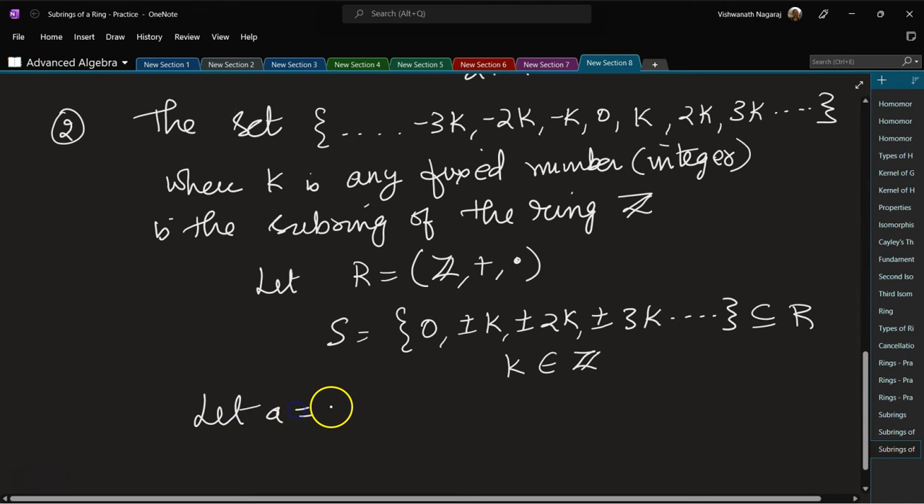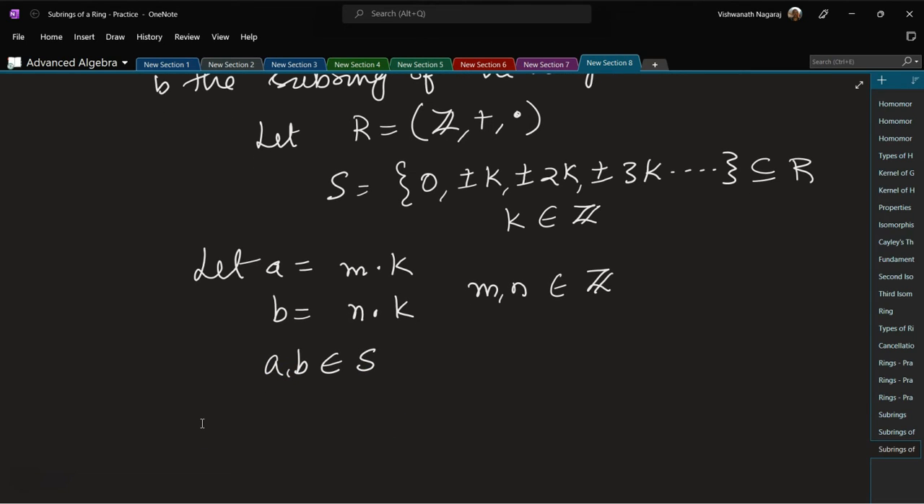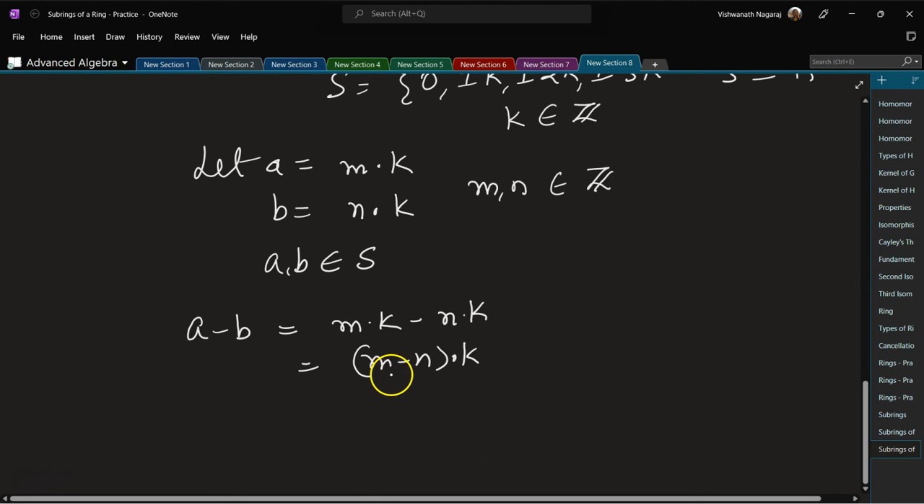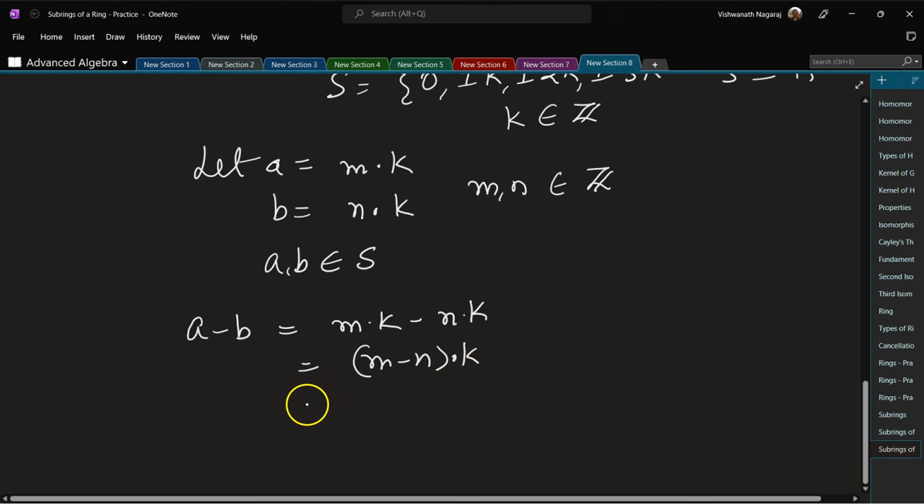So let A be equal to m times k and B be equal to n times k, where m and n belong to the set of integers, and A and B naturally will belong to the subset. Okay, so again, to prove that it forms a subring, we check A minus B is equal to m times k minus n times k, which is m minus n times k. Now remember, m and n are integers, which is closed under addition. Subtraction is just a different way of doing addition. So which means this belongs to S, since m minus n belongs to the set of integers.